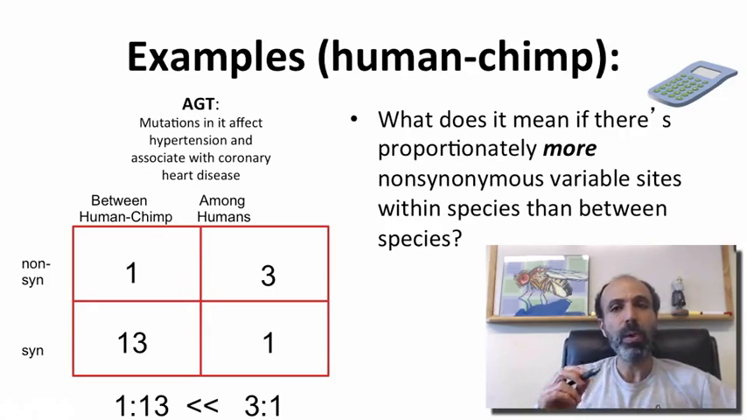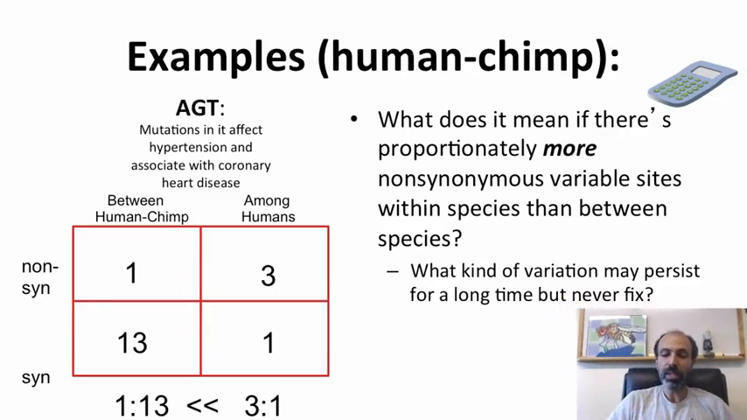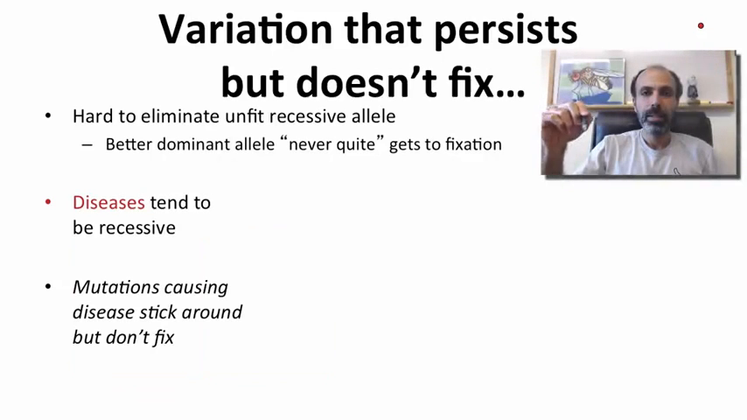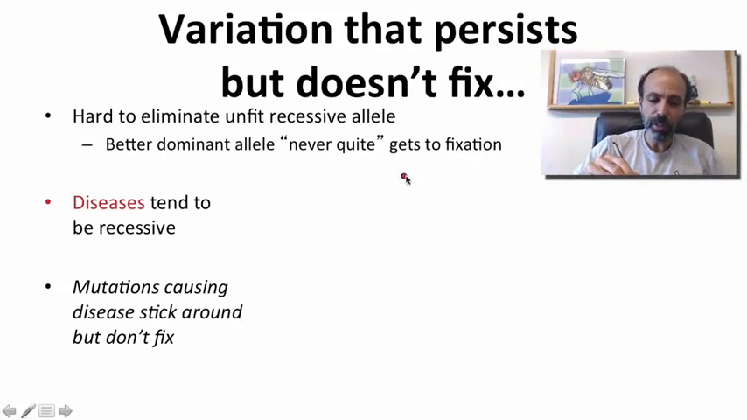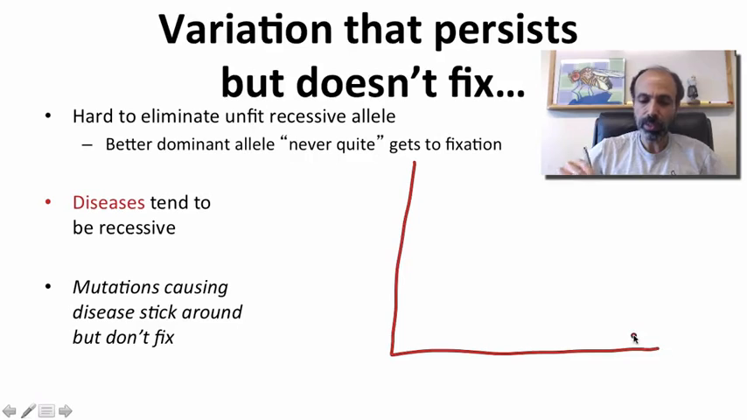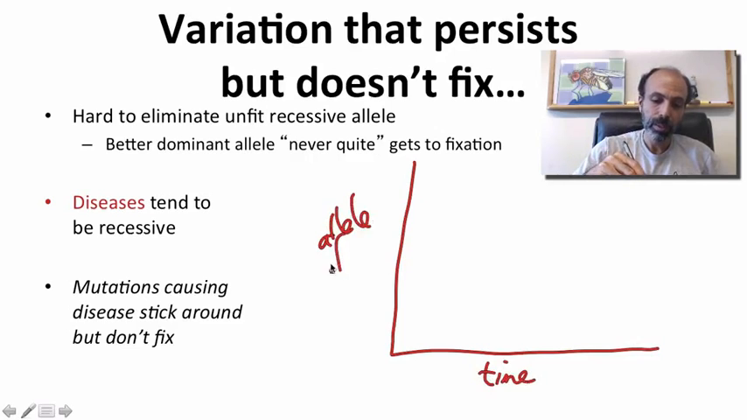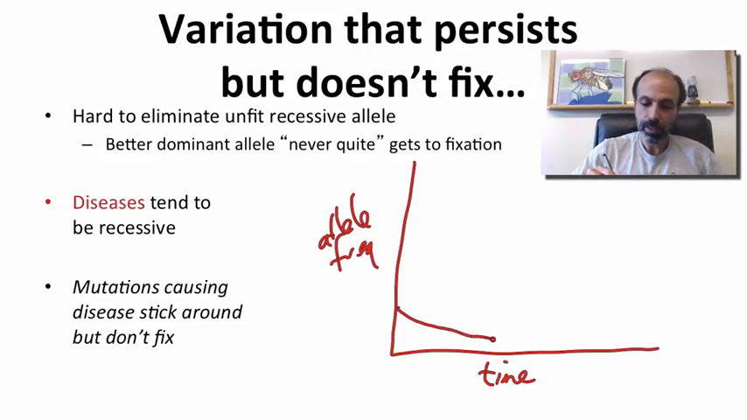So now we have to think about what kind of variation would do this. So what kind of variation persists for a long time but doesn't fix? Well, the answer in this case is unfit recessive alleles. So let me show you a picture. And this is a picture you saw before. Let's say over here on the x-axis is time in generations, and on the y-axis is allele frequency. Now let's imagine hypothetically that you had an allele that was actually bad, but it was recessive. What you might see is something that looks like this.